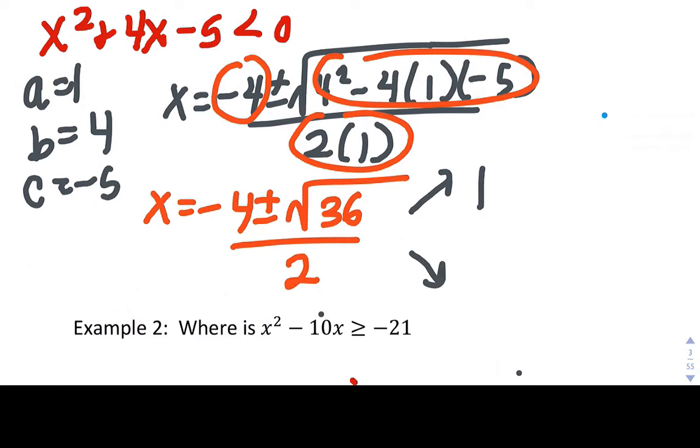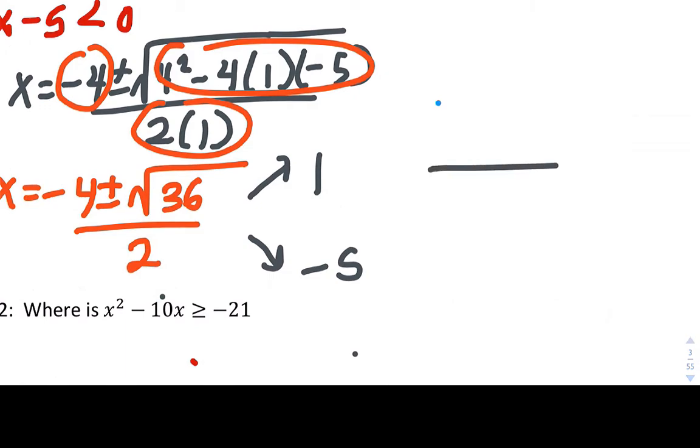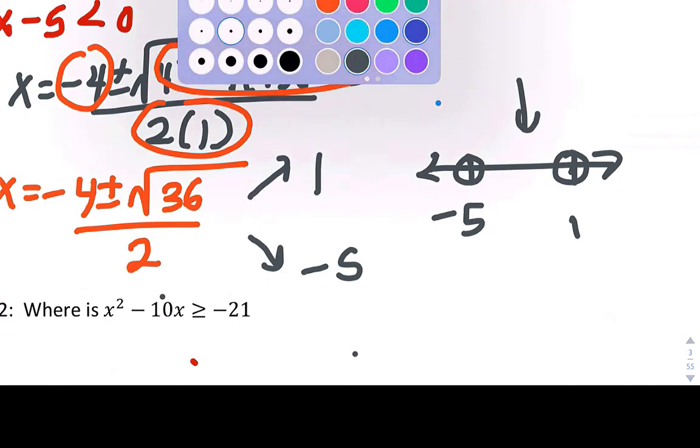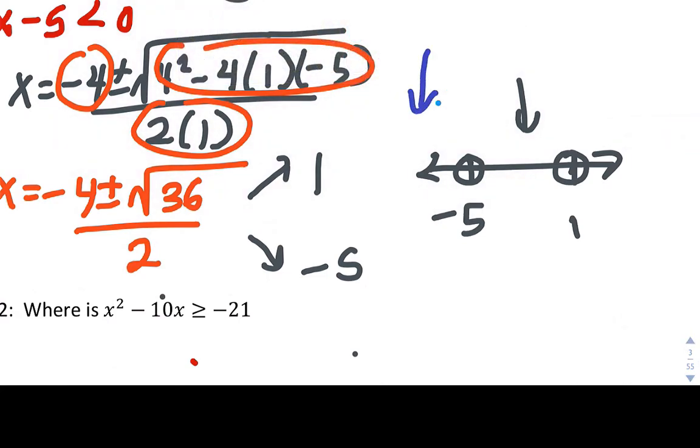So we're going to get 1 and negative 5. All right, so what this means is on our one-dimensional number line, start with our lowest number at negative 5, go up to our highest number 1. We have a less than sign, and we learned last semester that that means an open circle. Now we have to figure out, do we shade between the lines or do we shade beyond the lines on the outside of the lines?